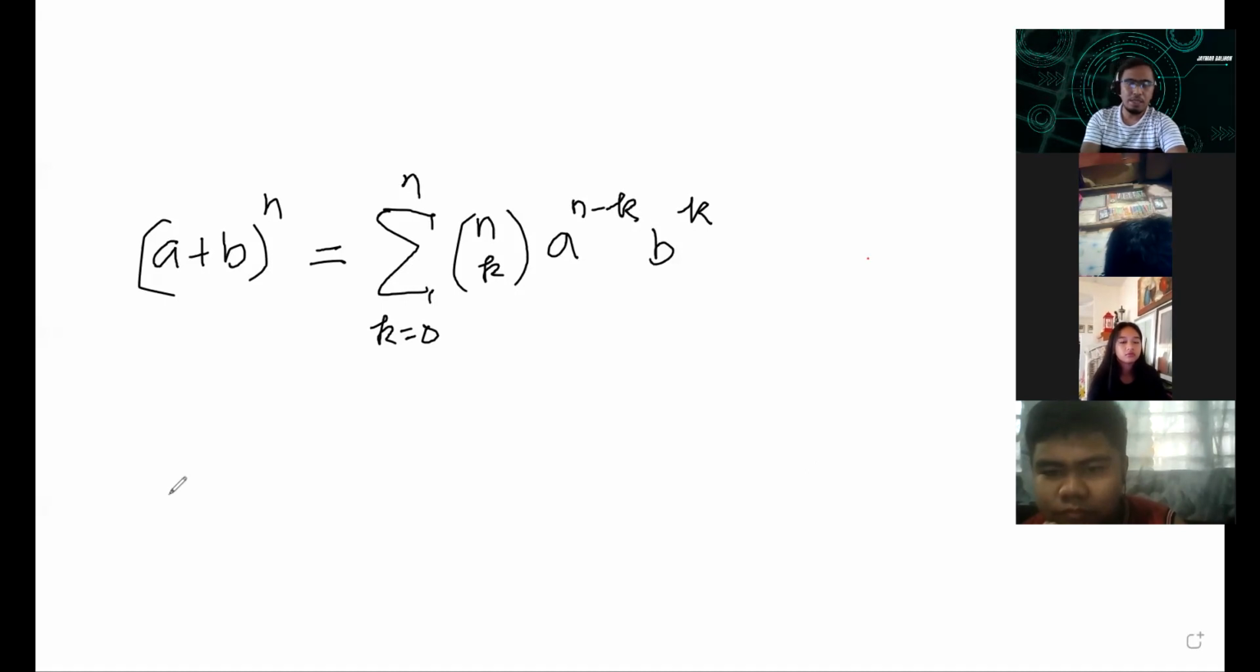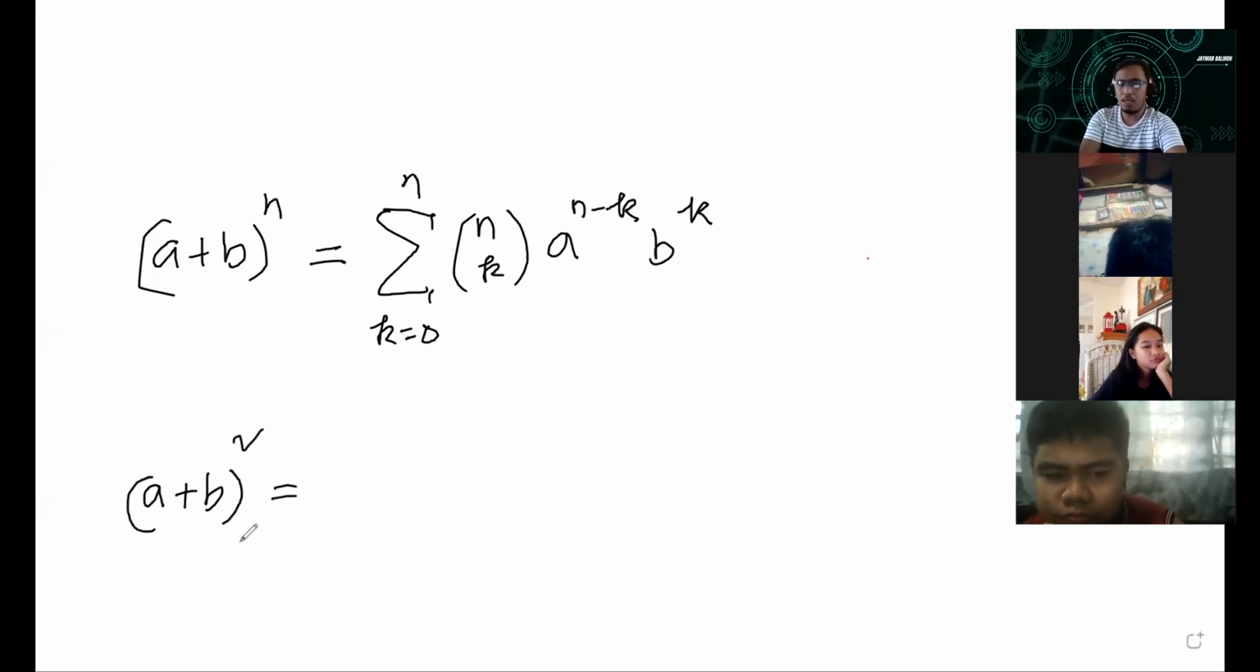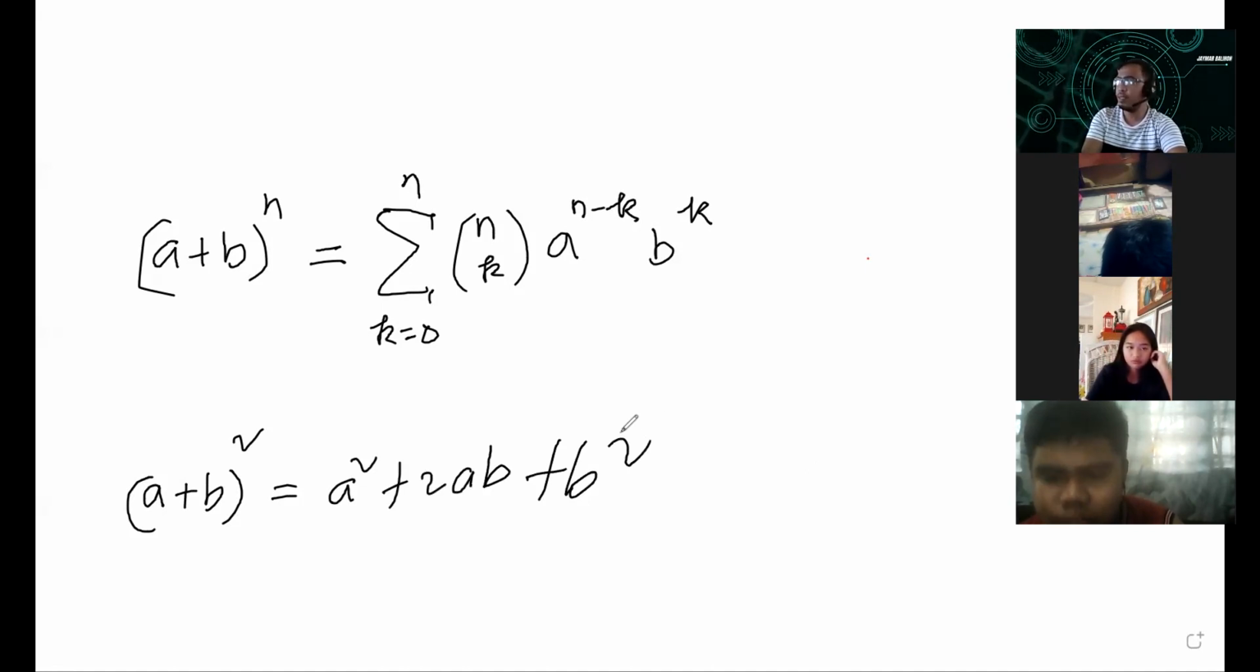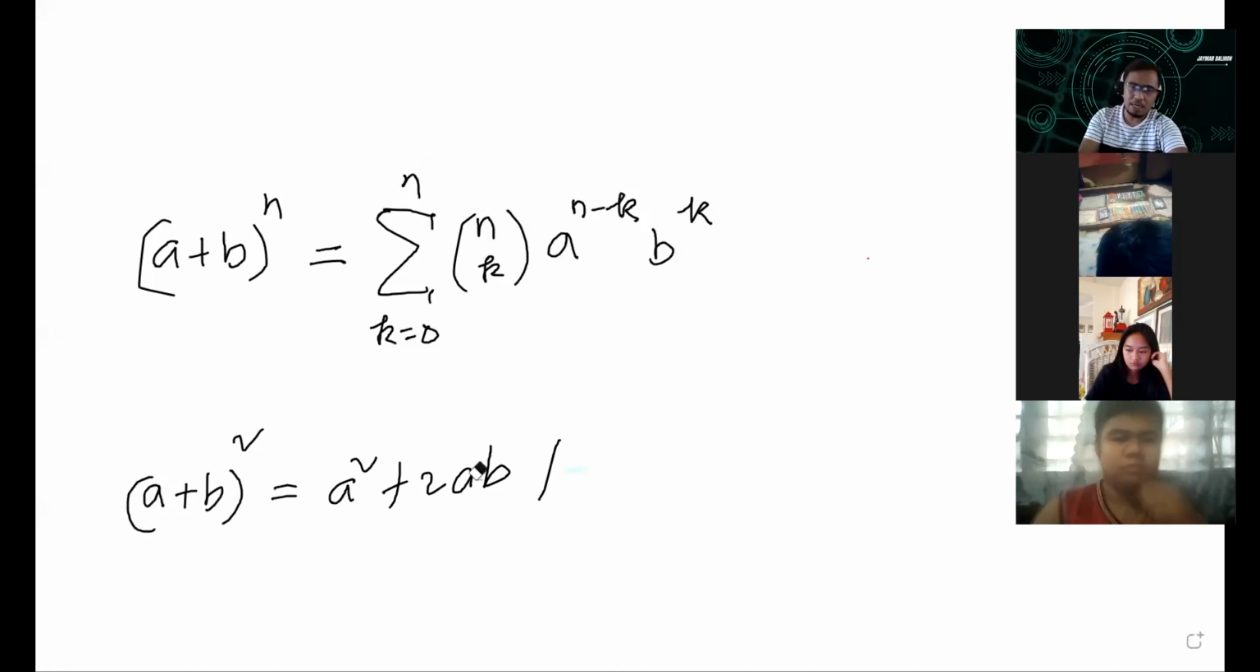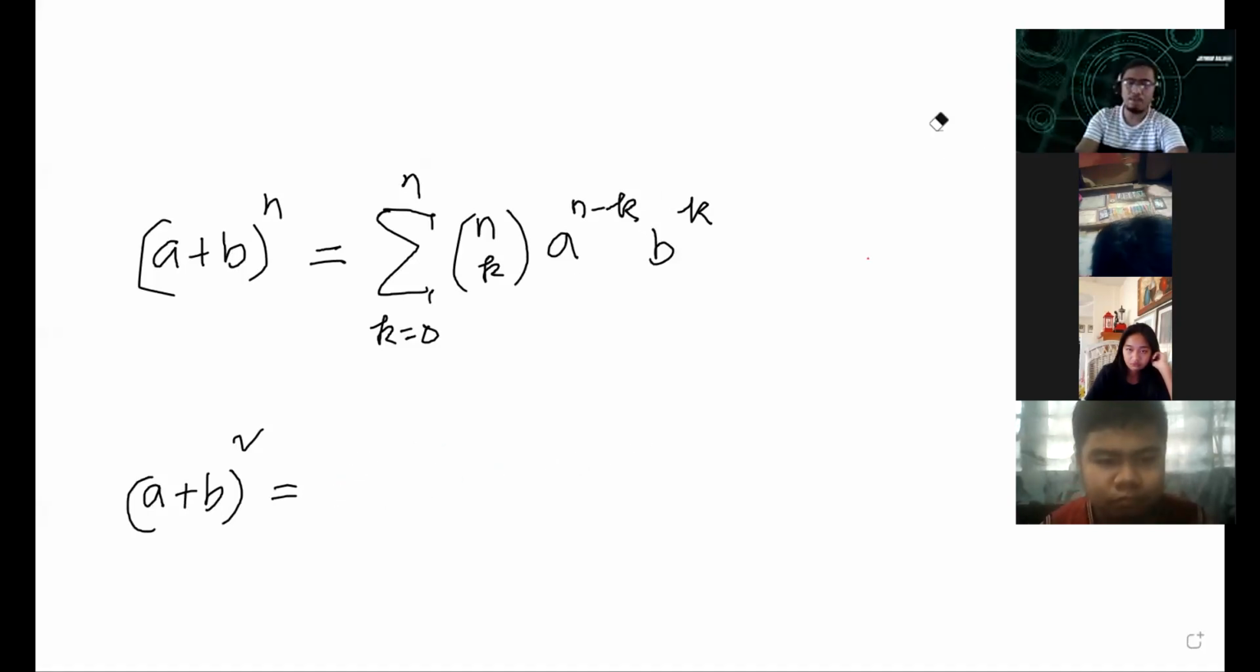So for example, if I asked you what is a plus b raised to the power of 2, I think you know already that the answer is a squared plus 2ab plus b squared, right? Now we will prove that using the binomial theorem. Remain your microphone muted. Okay, in this case, your n is 2.